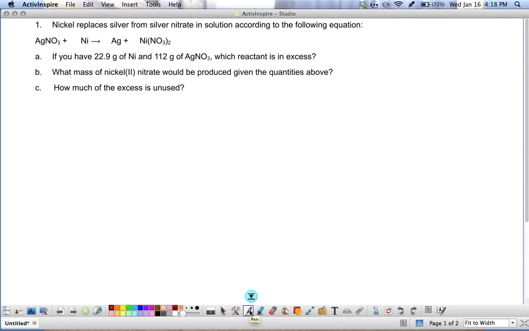Homework 5. So again, always start by balancing the chemical equation. So I'm going to need a 2 here and a 2 here.